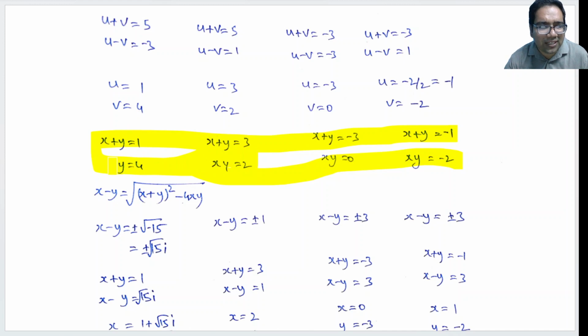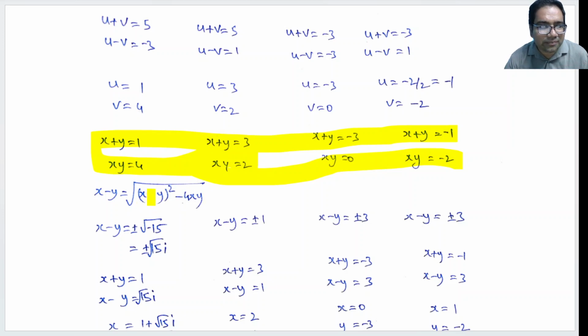We have x plus y and xy. Right, that means we know x minus y also. But x minus y will have two solutions. That means each set of these two equations will give rise to two more solutions. Right, x plus y equals 1, xy equals 4. What is x minus y? x minus y whole square is x plus y whole square minus 4xy. Right, so x minus y is root of x plus y whole square minus 4xy.